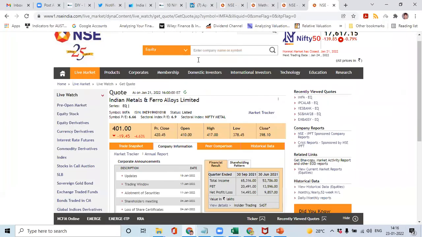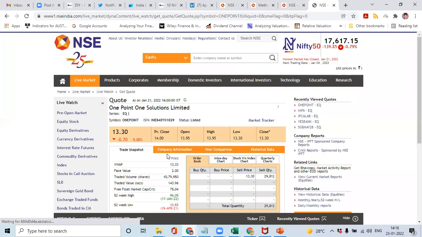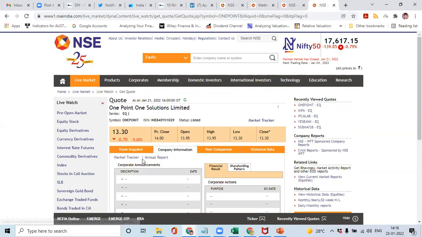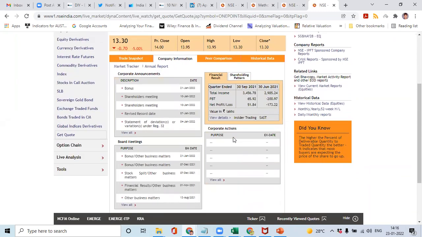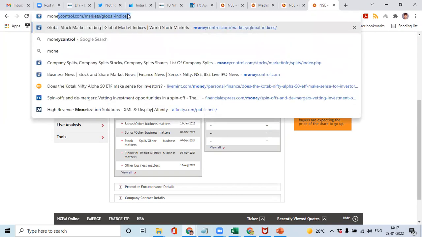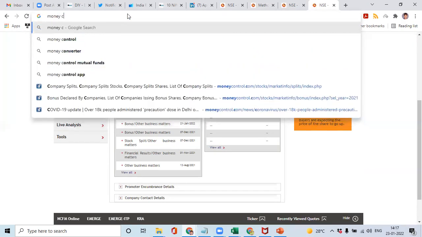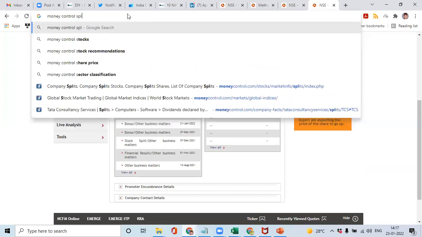And this is another suspicious candidate. Let's see if it's a gem company. I'm not interested, but let's verify. There's nothing. There's nothing as per NSE. So this is a step-by-step procedure like this. Or you can do Moneycontrol split.